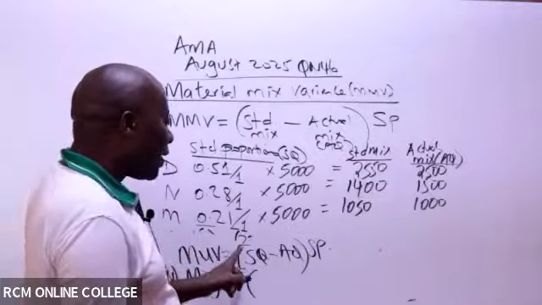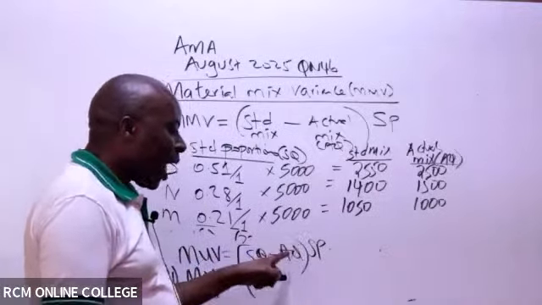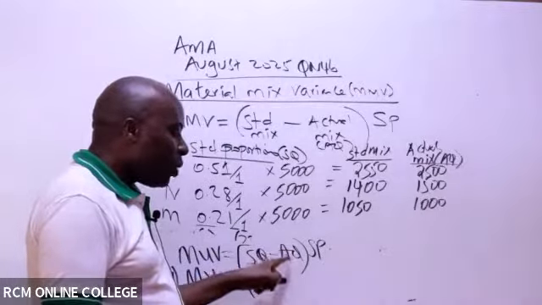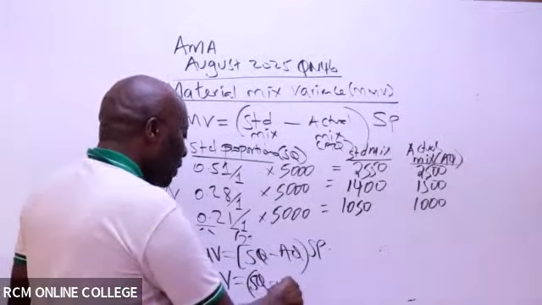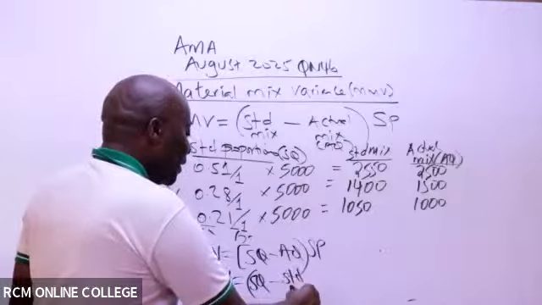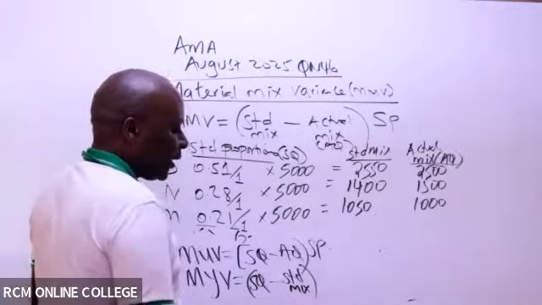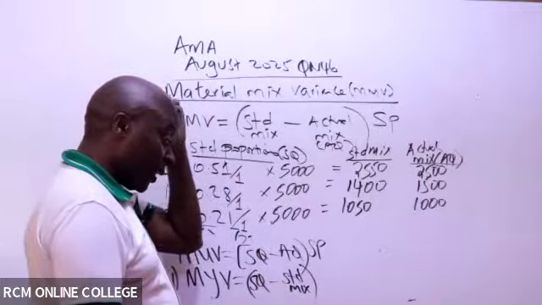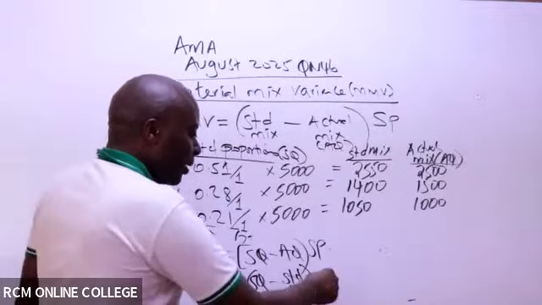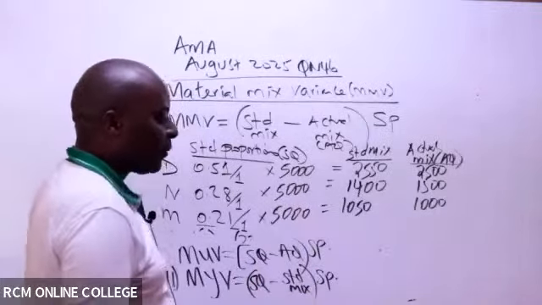So for material yield variance, I will maintain everything as it is here, except AQ. Instead of AQ, I will use what we call standard mix. So I will take the standard quantity minus the standard mix, like that, multiplied by SP, like that.